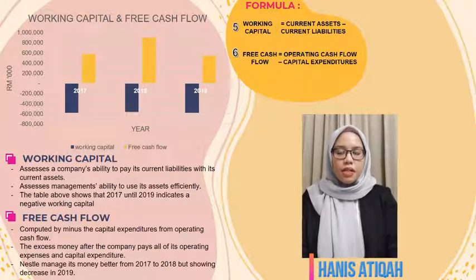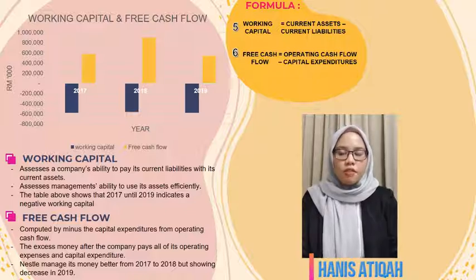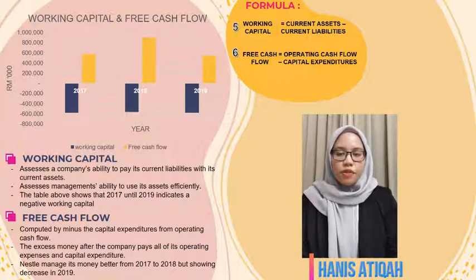We can see that Nestle managed its money better from 2017 to 2018. This is because they had an increase in free cash flow from RM571,136,000 to RM897,503,000. However, starting 2019, it decreased so much by RM354,458,000, which led to poor performance of free cash flow and reflects that they might not be able to operate well in 2020 next year.